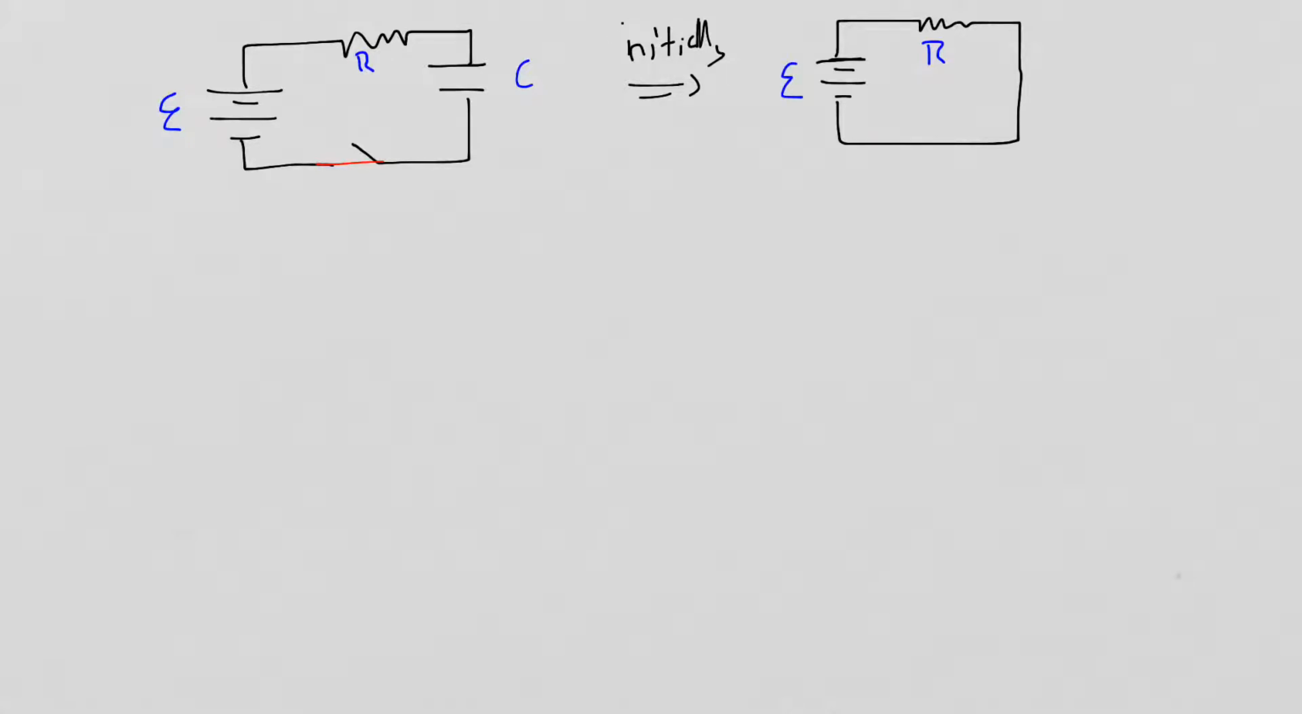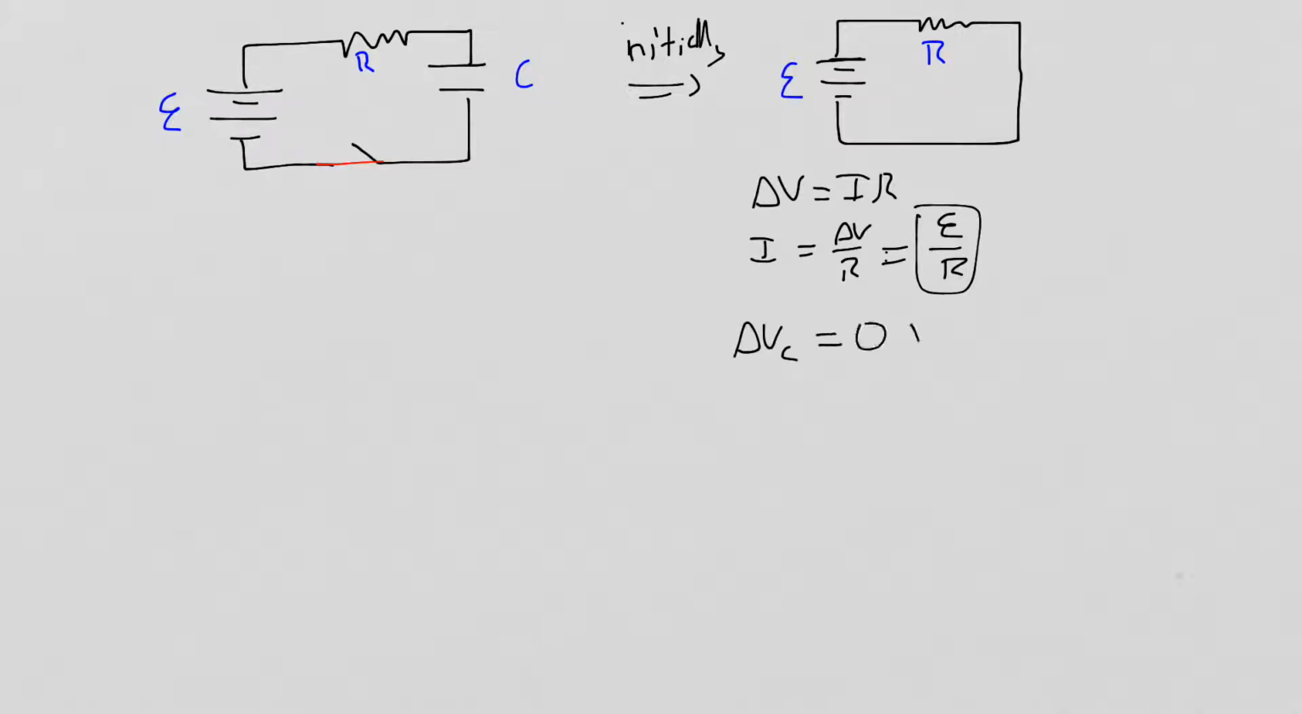And so we want the current across the resistor. So delta V equals IR, and I equals delta V over R, but delta V is just what the battery provides, from the loop rule. So that's epsilon over R. That's pretty straightforward. And because there's no charge on the capacitor, delta VC equals 0 volts.